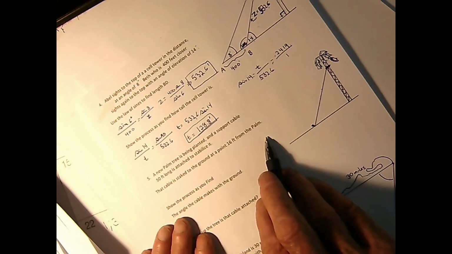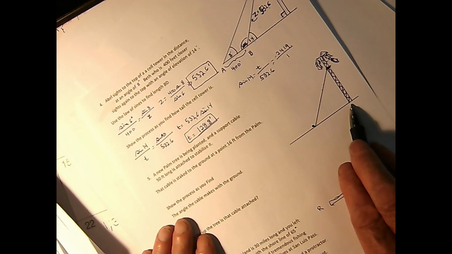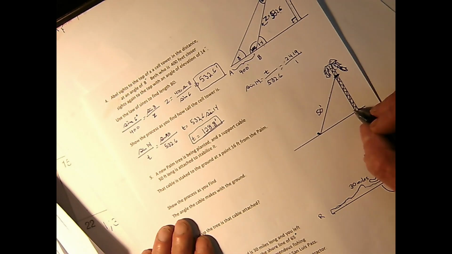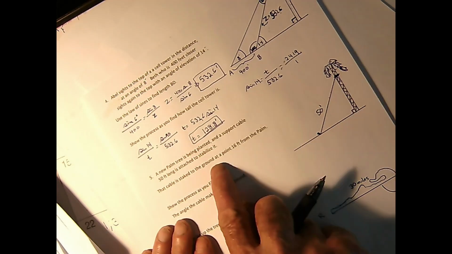Check this one out. There's a brand new palm tree just got planted. It's an old palm tree, but it's new to this location. And a support cable 50 feet long is attached to stabilize it. Let's make a note that that's 50 feet right there. Always label that sketch. I guess I could assume that's a right angle, and I could use right triangle trigonometry, but the cable is staked to the ground at a point 16 feet from the palm.